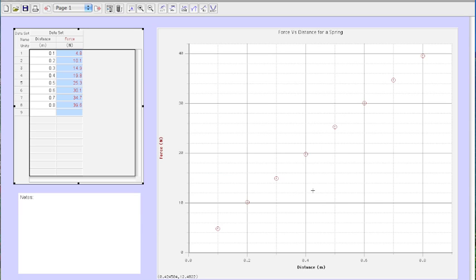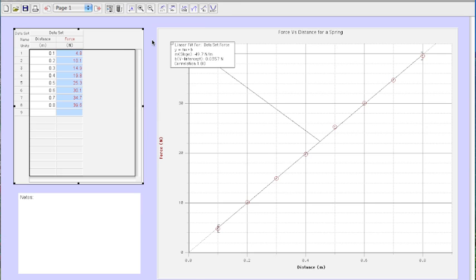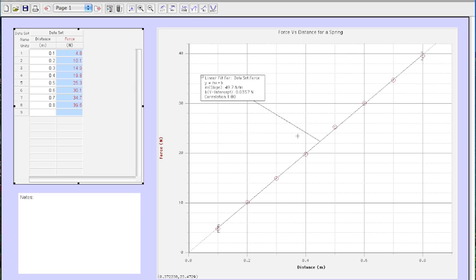And so now we have a pretty good graph, but we want to explore the relationship. You can see it's a very linear relationship, and so we can have the program fit a curve to that by going to Analyze and picking Linear Fit. That gives me a best line fit based on the least squares algorithm that minimizes the square of the distance of each point from the line, and it gives me the equation of that line.